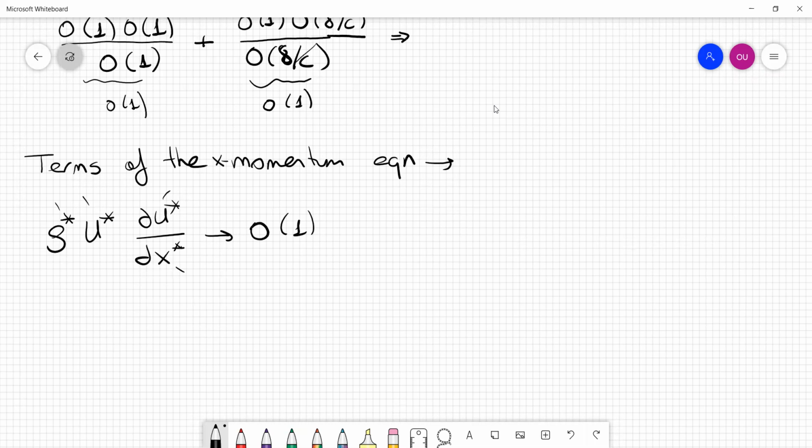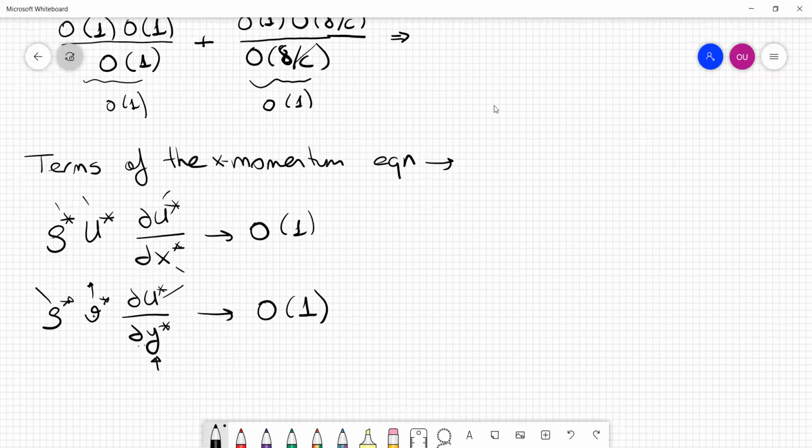The second term is rho star v star du star divided by dy star. Now, rho star is order of magnitude 1, u star is order of magnitude 1, v star is order of magnitude of delta over c, and y star is the same, order of magnitude of delta over c. So these two small terms cancel each other out, and this full term becomes order of magnitude of 1.